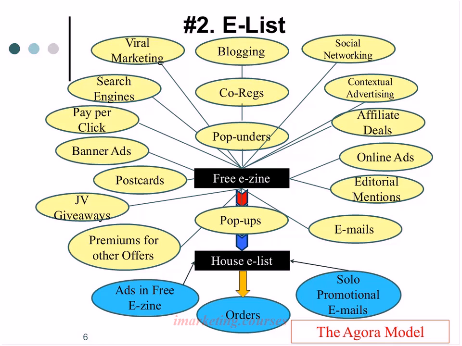When they do that, for everyone who buys your product from their list, not only do you get the order, the $20 or $40 you're selling the ebook for, you also now own that name as one of your own customers. So joint ventures or affiliate deals are a great way to build your house e-list.